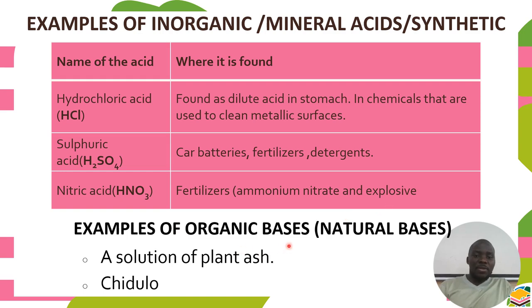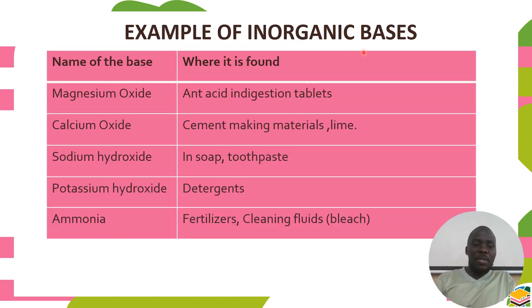Examples of organic bases. Organic bases are coming from plants as well as animal materials. First of all, we can have a solution of plant ash. That one is a base, as well as shiduro is also a base. Examples of inorganic bases: now we can have magnesium oxide. Usually you can separate them into bases which are oxides as well as hydroxides. Magnesium oxide can be found as an antacid in digestion tablets. Usually they make tablets like milk of magnesia.